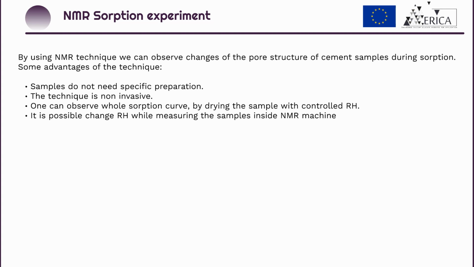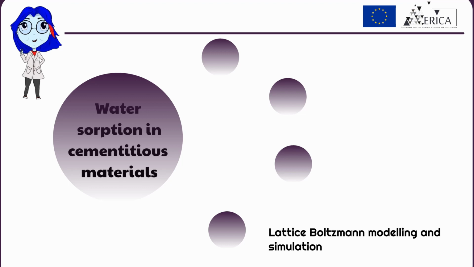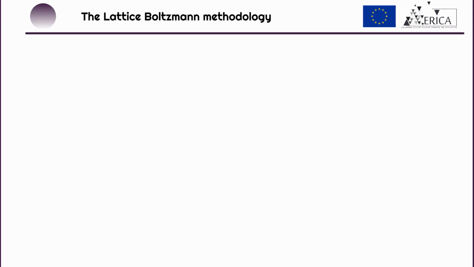Removing the samples from the controlled environment, measuring them and putting them back can be done quickly if the CPMG sequence is employed. Therefore, it will not disturb the equilibrium relative humidity of the sample. Now we will talk about the fourth and final technique that we use to study the sorption behavior of cement, and this is the Lattice Boltzmann methodology.